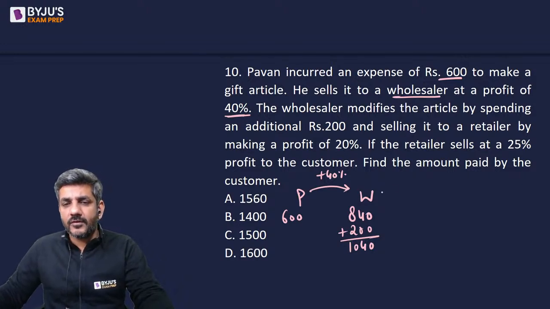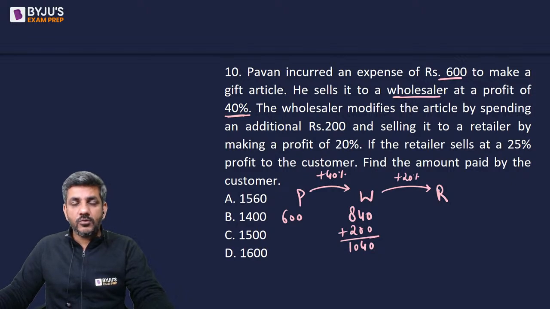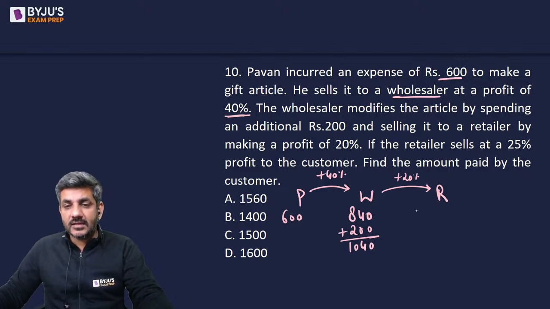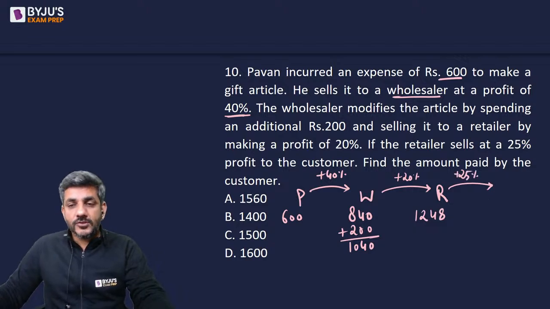by making a profit of 20%. So he sells it to a retailer by making a profit of 20%. So 1040 plus 20%. So 20% of this will be 208. Add 208 to this. It becomes 1248. If the retailer now sells at a 25% profit to the customer, so he will sell to the customer at a 25% profit, find the amount paid by the customer.